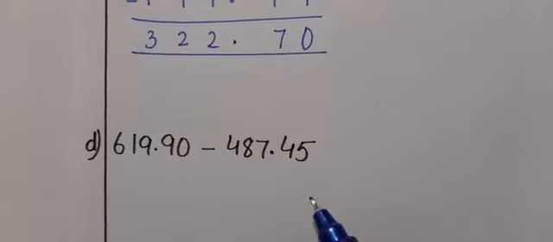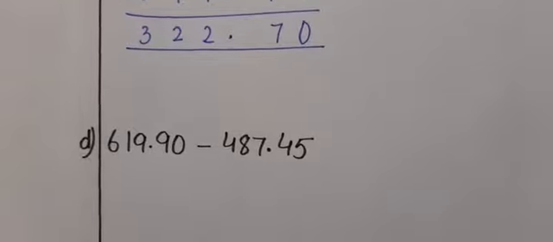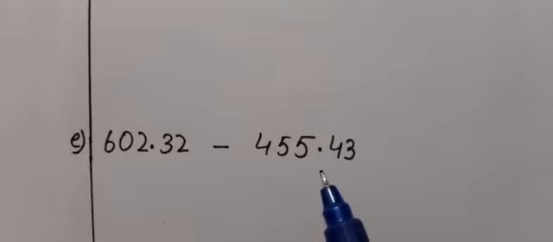Boys, our next question is 619.90 minus 487.45. You have to make the place value chart and then write the values under it vertically. Then you have to subtract. After doing part D, we will move toward part E. And I am leaving part E on you because I know you can do it, boys.